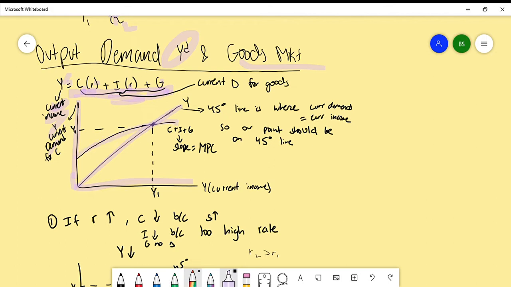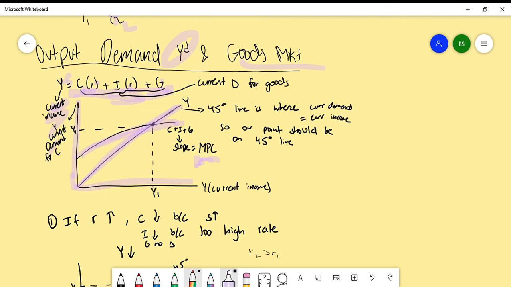The MPC is between 0 and 1. Is that true? I think so. Is it the marginal propensity to consume actually? I don't even know. Anyway, it's probably the marginal part of consumption, current demand for income. It's a decreasing slope like this. We also have a 45-degree line.